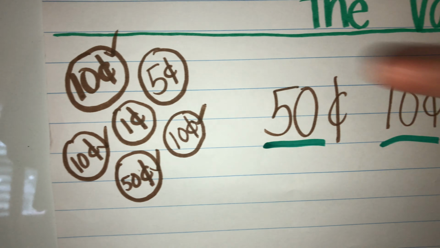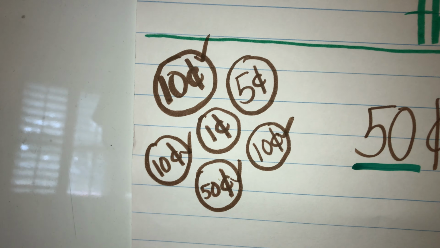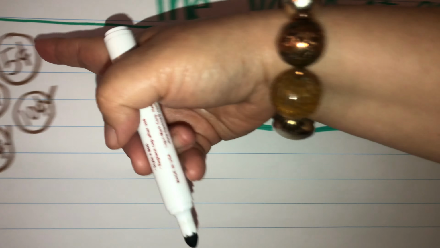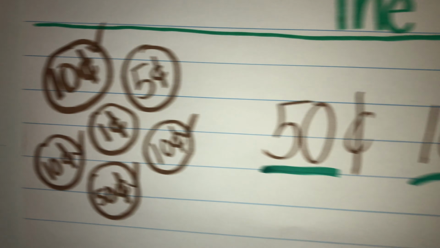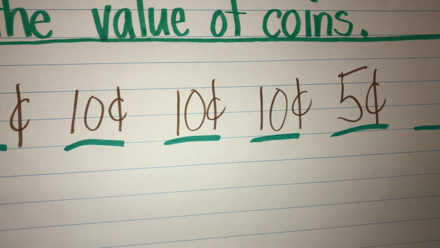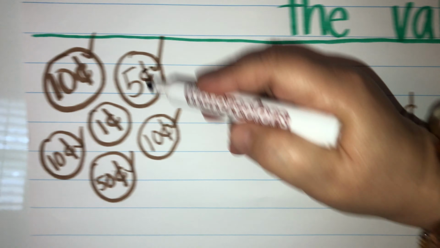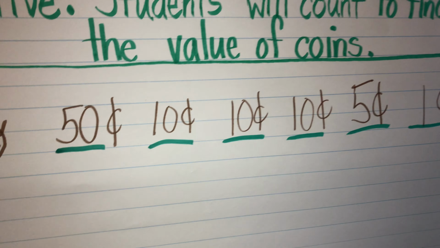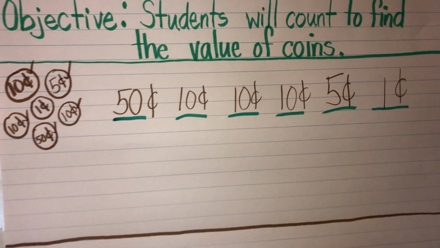2 coins left. One is a nickel, one is a penny. Boys and girls, which one should I add next? The nickel, of course. And my final coin is a penny, so that one comes last. And now I'm ready to add them up.